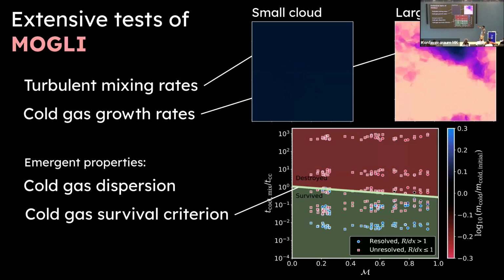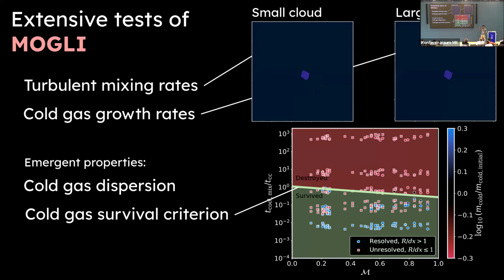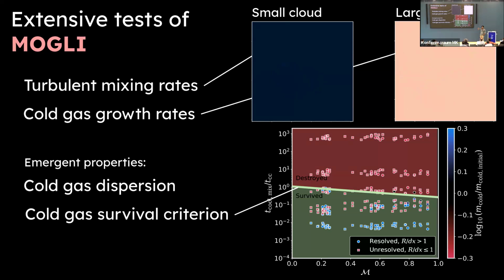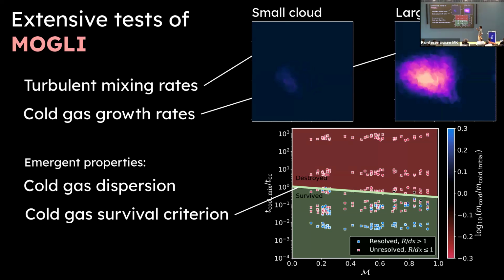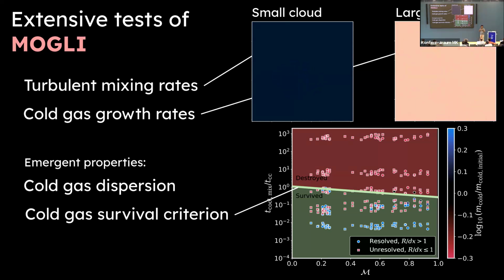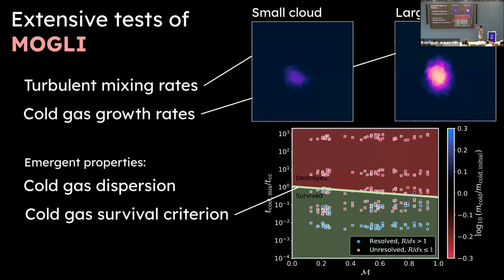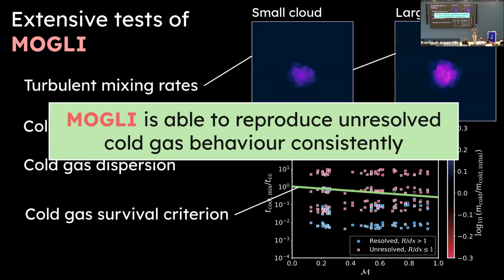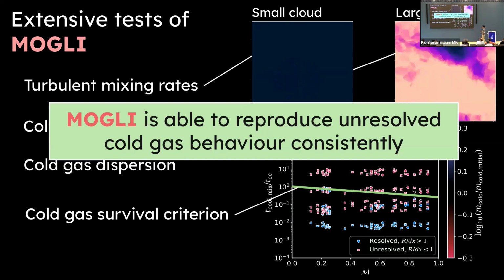The tests that we did, I'm just showing an example. We tested the turbulent mixing rates by calibrating it without cooling, which is important for the small cloud cases that I showed earlier, that the small cloud should get mixed away in the hot phase. And we tested the cold gas growth rates against these benchmark simulations by using the larger cloud simulations where the cold gas should grow. There are different properties that essentially emerge out of it, which I will maybe skip for the sake of time. So we find that the subgrid model is able to consistently recreate the unresolved cold gas behavior when we compare it to these resolved simulations.